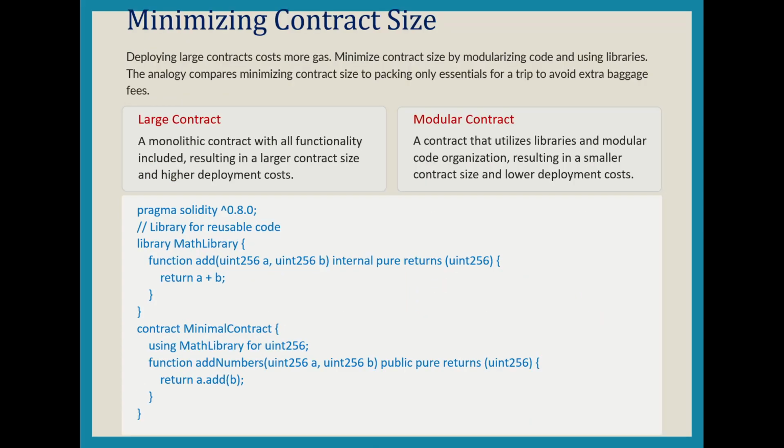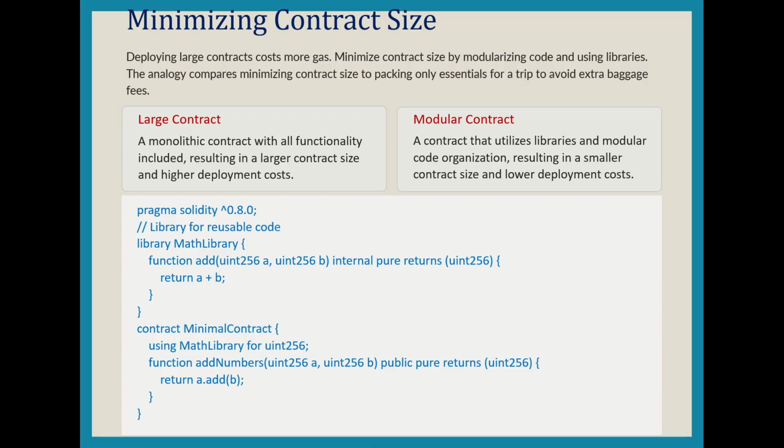Next is minimizing contract size. Deploying large contracts costs more gas. We should minimize contract size by modularizing the code and using libraries. This analogy compares minimizing contract size to packing only essentials for a trip to avoid extra baggage fees. You're going on a flight trip, right? You have a weight limit, 15 kg baggage limit. If you're carrying 20 kg, you need to pay more for extra baggage. So similarly, this is how minimizing contract size works, right?